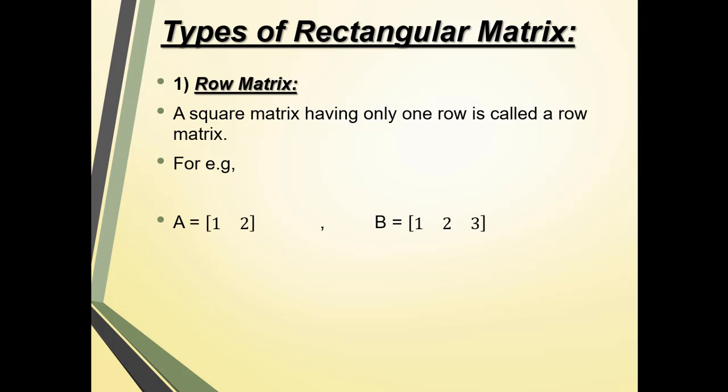if we see in example number 1, matrix A contains only one row but there are 2 columns. So the order of this matrix is actually 1 by 2. And the order of matrix B is actually 1 by 3, but both matrices contain only one row. So any matrix that contains only one row is actually known as the row matrix.